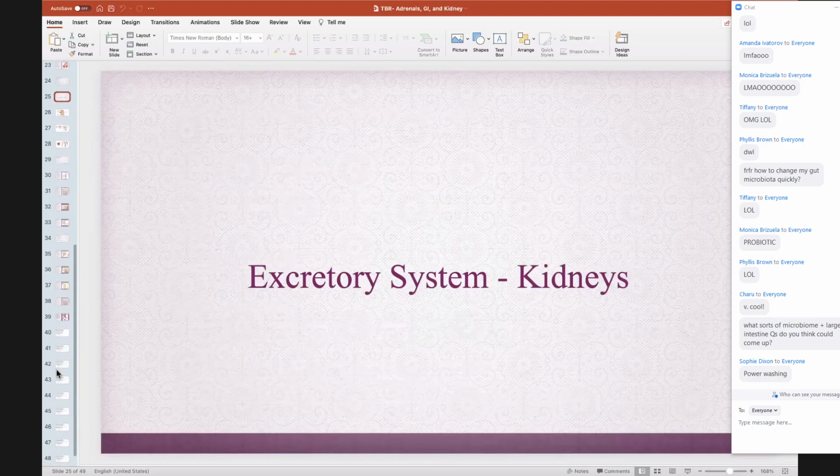Alrighty. Excretory system: kidneys, the renal system, in case we are confused. Any questions? We're making decent time here.